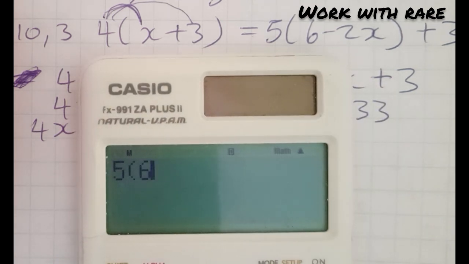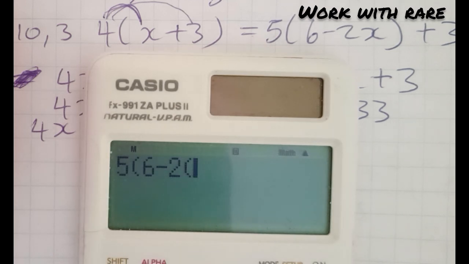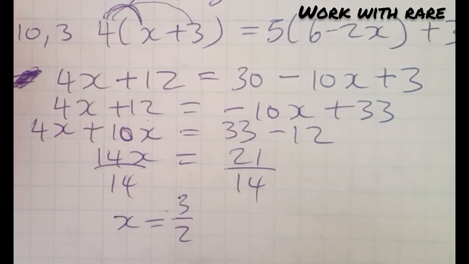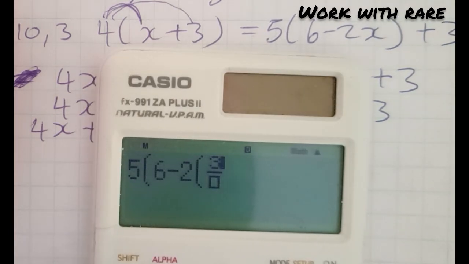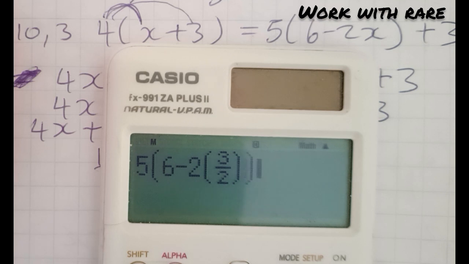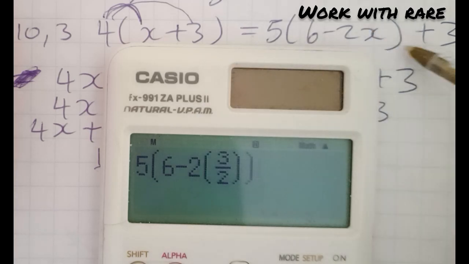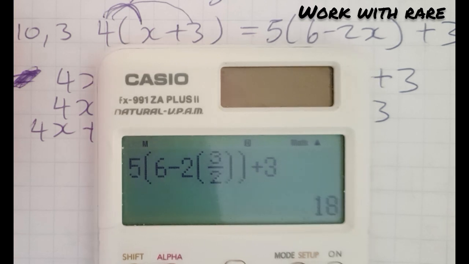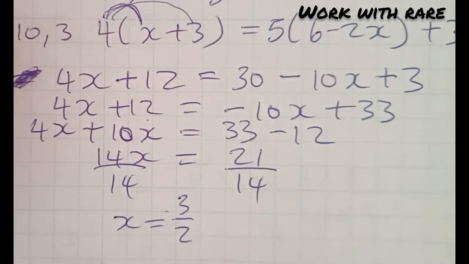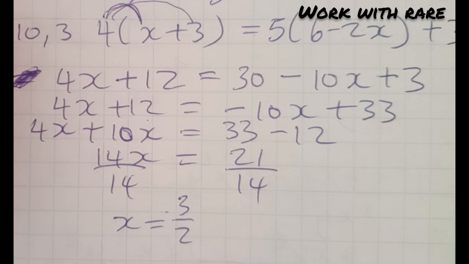So I'll say 6 minus 2, where I see bracket I open, where I see x I open the bracket, and our x value is 3 over 2. So I will type 3 over 2, then I close my bracket. Remember, this bracket is for x and this one is the one from the question. Okay, plus 3, it's 18. And you see it's positive 18. So our x value is correct. It's 3 over 2. So that's how you should check it when you do it, because you can see when you're wrong, when they are not equal, when you substitute that x, which means your x value is wrong.